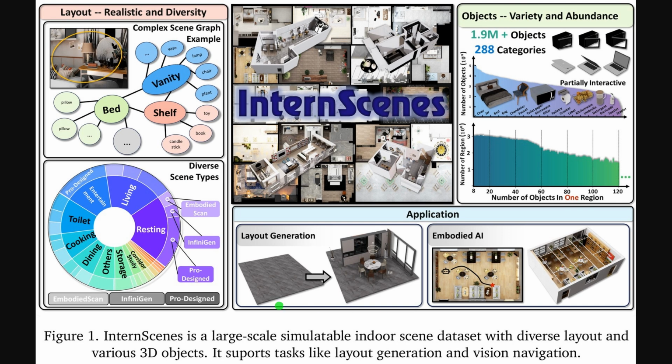Well, Figure 1 presents the whole offering at a glance, showing that the dataset pairs realistic clutter with scale so agents can train on rich, simulatable homes. The left panels illustrate dense layouts and varied region types, which means scenes include many small items and complex object relations. The center collage highlights diverse floor plans. The right panels emphasize object variety and abundance, and the bottom row shows two applications, layout generation and embodied navigation.